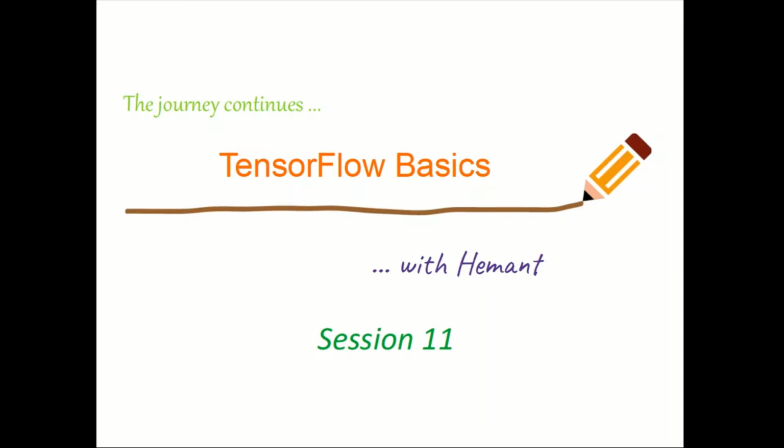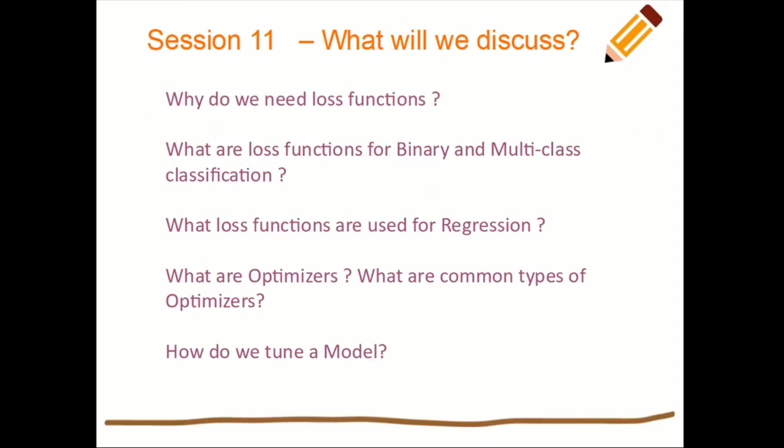But when it comes to the training of the Keras model, there are a few things which are required on top of the layers. One of them is the loss function, the second is optimizers, and going forward we also need to tune the hyperparameters of the model that we have trained. So these three things are the topic of this 11th video in the series.